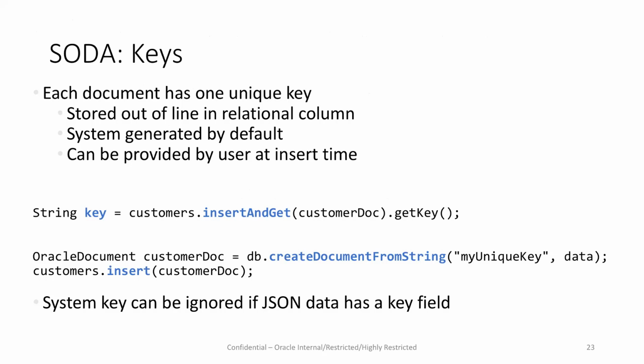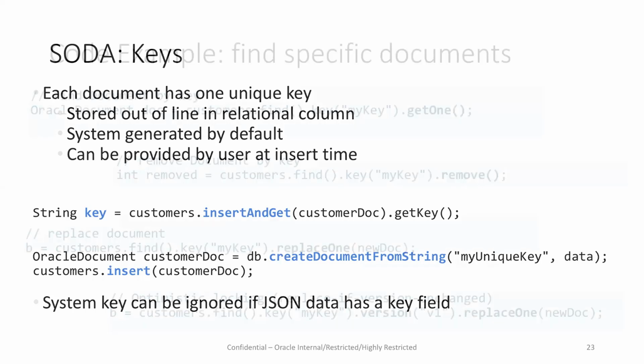And in some cases, like in the Twitter data, for example, the key is part of the data, so you don't necessarily need to get the key back, even if you have keys generated by the Oracle database. There are many cases where you don't really need them, where they're part of the JSON data.